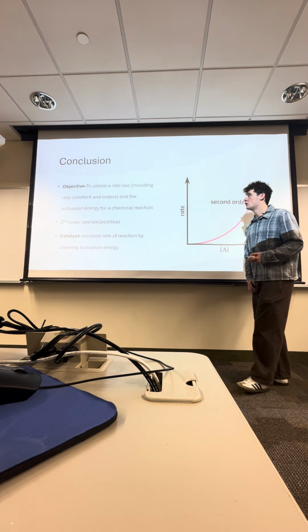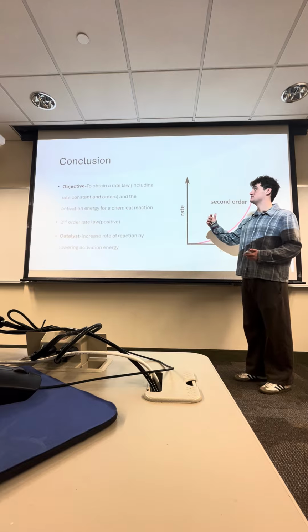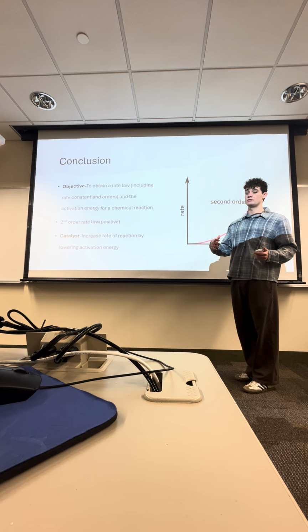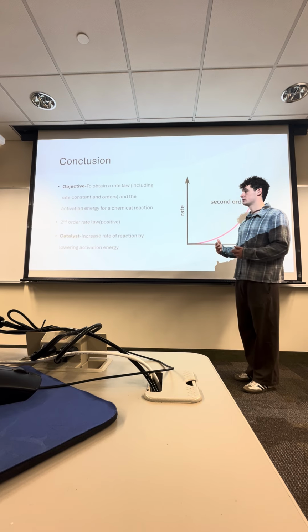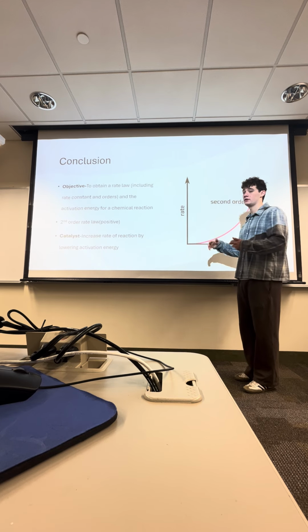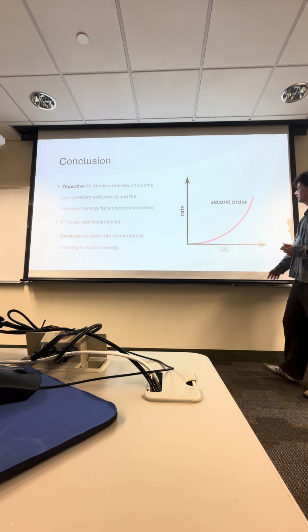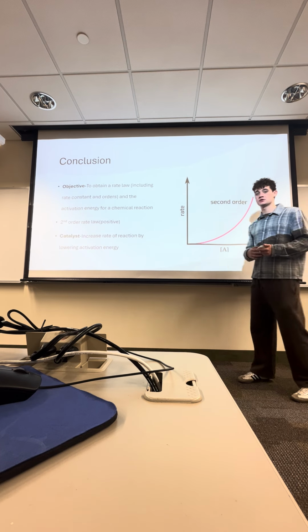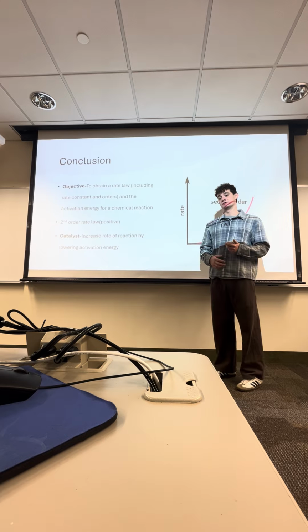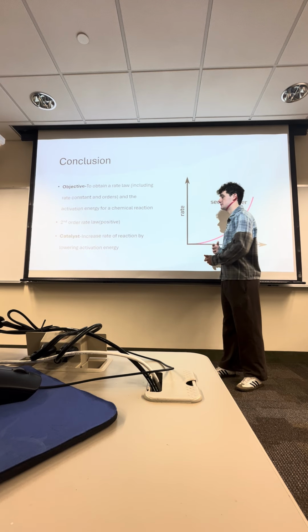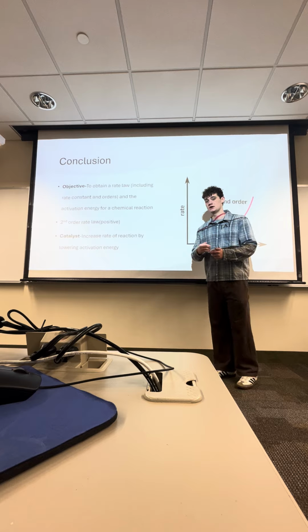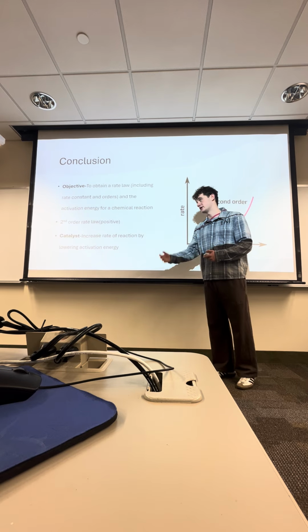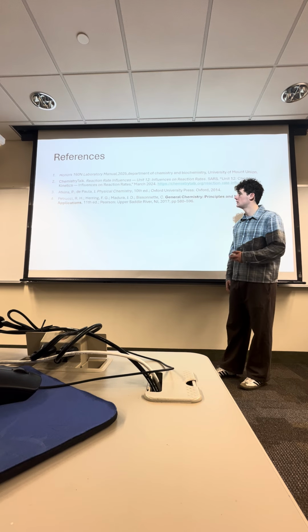So conclusion, what did we do? We were able to obtain a rate law, including the rate constant and the rate order, and at the end, we also solved for the activation energy for the chemical reaction. We learned that a second order rate law is positive, as demonstrated from this graph right here. And then we also went over what a catalyst was. A catalyst increases the rate of reaction by lowering the activation energy. So it doesn't have to reach that peak, it instead takes a shortcut and increases the rate of a reaction.